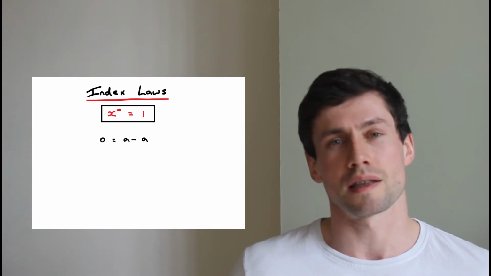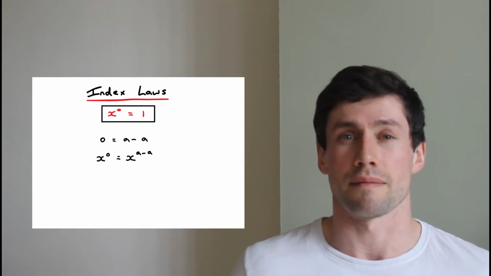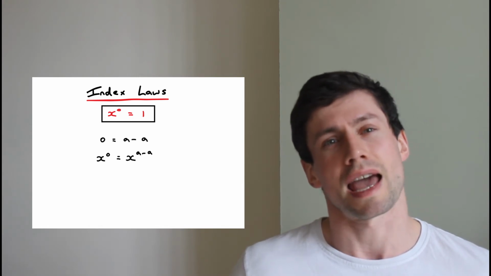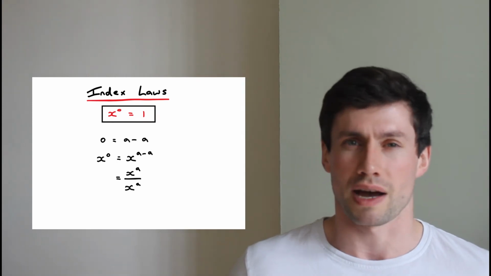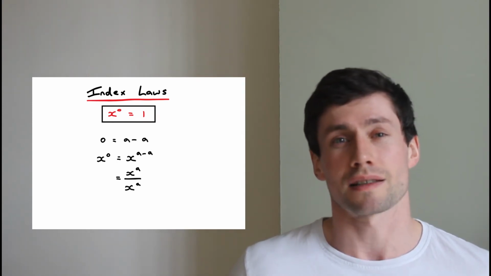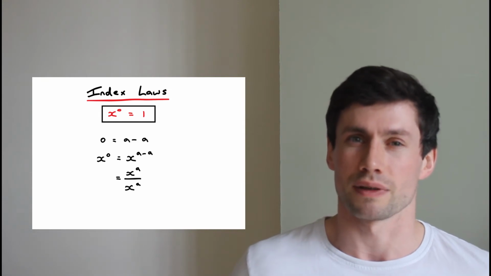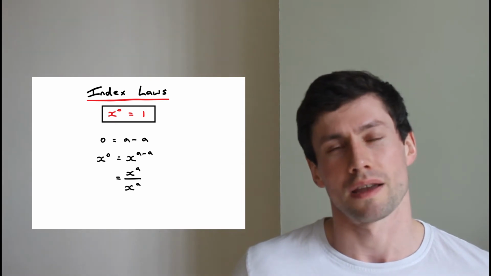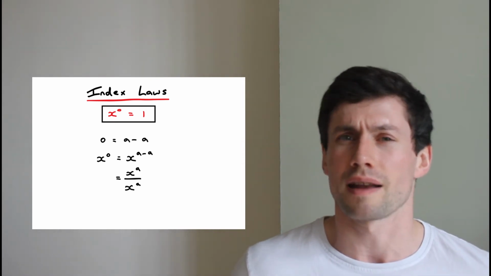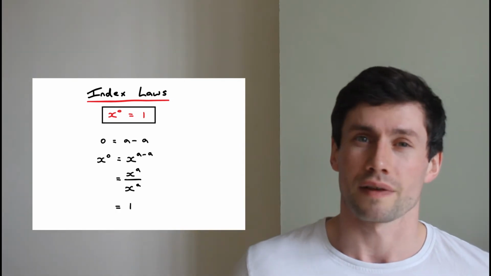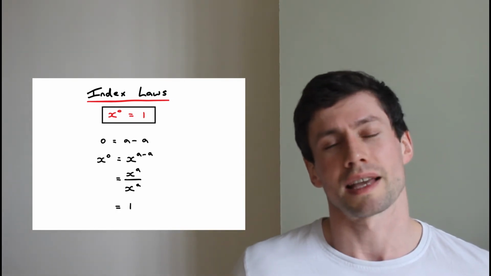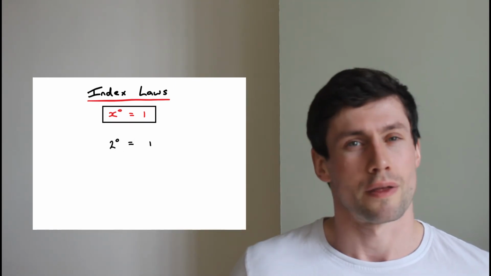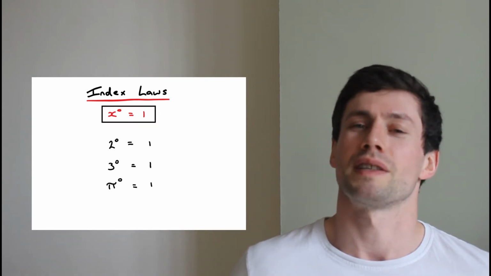In this case, if x to the power of 0 equals x to the power of a minus a, we can use the second rule of indices to rewrite this as x to the power of a over x to the power of a. This is using the rule x to the power of a over x to the power of b equals x to the power of a minus b backwards. Well, we now have x to the power of a over itself, and anything divided by itself is just 1. So we have x to the power of 0 equals 1. Again, this is true no matter what the value of x is. 2 to the power of 0 is 1, 3 to the power of 0 is 1, pi to the power of 0 is 1, and so on.